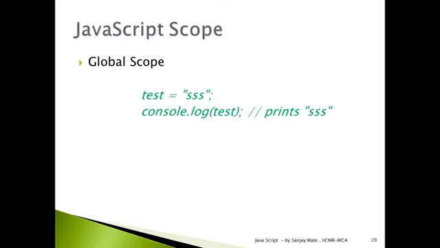If you are not writing anything before a variable name, it will be treated as global scope, or it can be accessed throughout the window object. But in JavaScript this is very dangerous, so don't use this global scope. Instead of that, use var and use let.